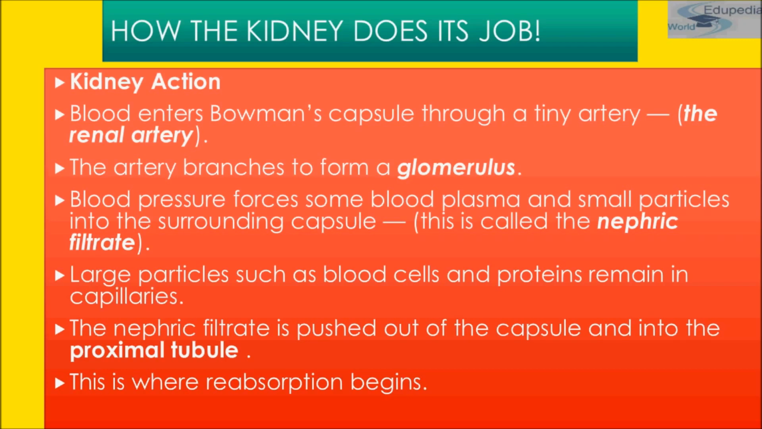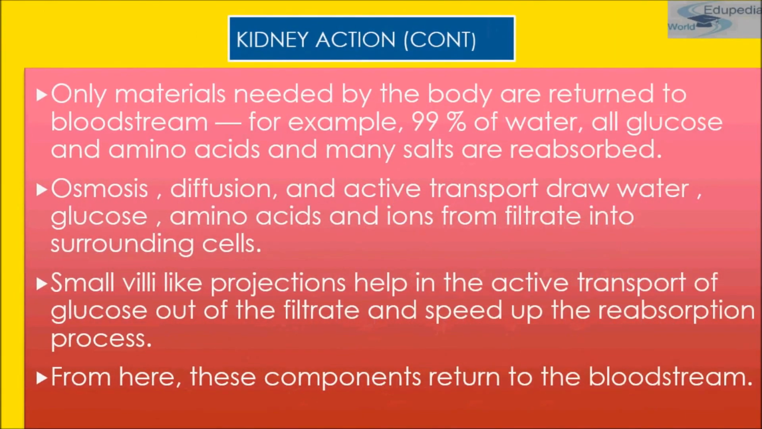Large particles such as blood cells and proteins remain in the capillaries. The nephric filtrate is pushed out of the capsule and into the proximal tubule. This is where reabsorption takes place. Reabsorption is the second step of urine formation. Only materials needed by the body are returned to the bloodstream.